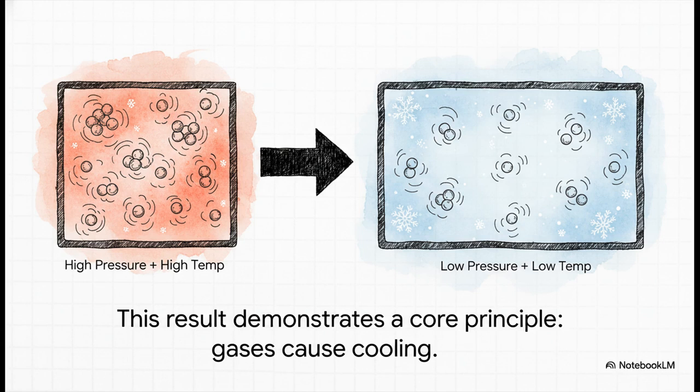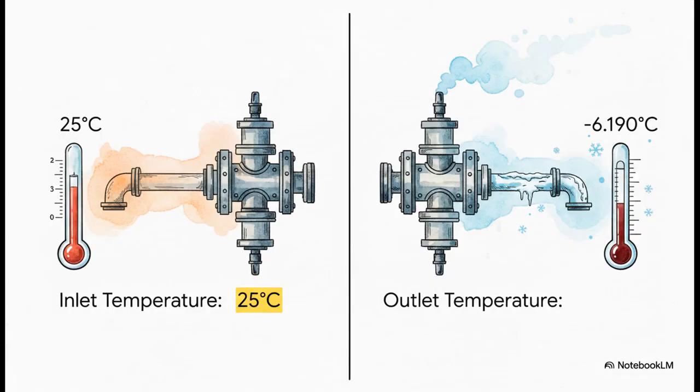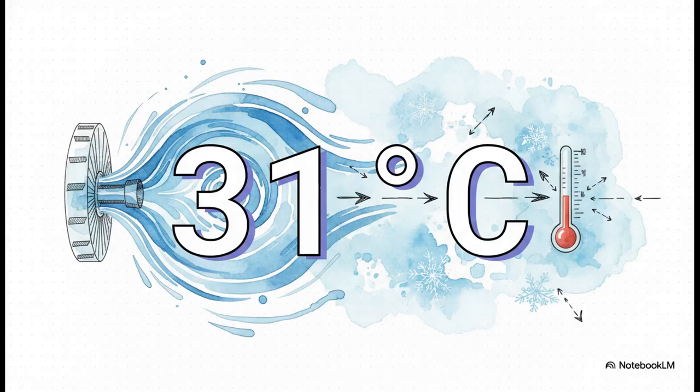Well, it's a perfect illustration of a core thermodynamic principle. I mean, think about it. The gas went in at room temperature and came out way below freezing. That's a total temperature drop of 31 degrees Celsius. That's a huge change from one process.